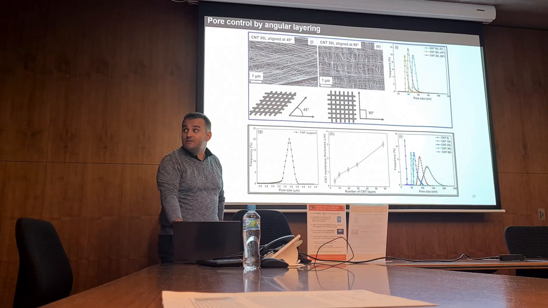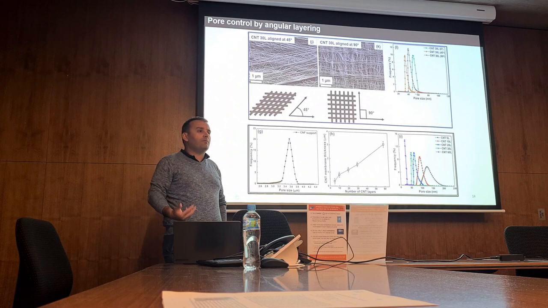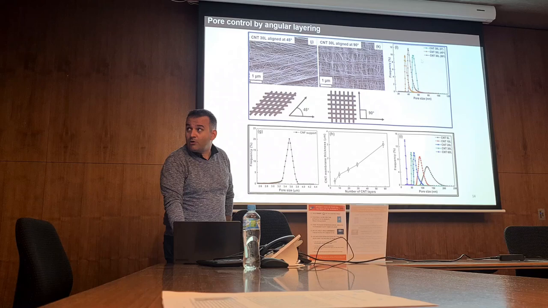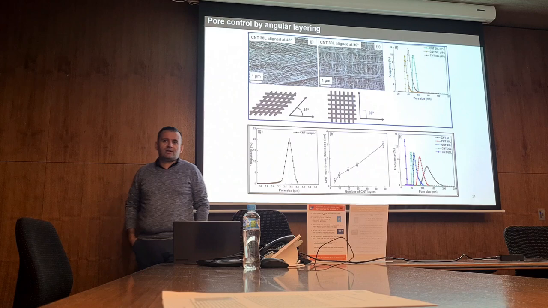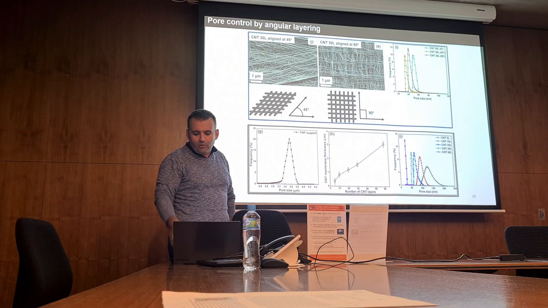You can see here, for instance, for a 30-layer membrane with a zero degree angle, so all of the CNTs in the same direction, we had about a 55 nanometer average pore size. Fairly narrow, a bit broad, but still fairly narrow. And as we orient the CNTs at 45 or 90, we can progressively decrease the pore size, at 45 degrees down to about 32-33 nanometers, I think. So we have quite accurate control of pore size just by changing the way the CNTs are organized together, which can be done in a single step by pulling out the CNTs and wrapping them around the substrate with different apparatus.